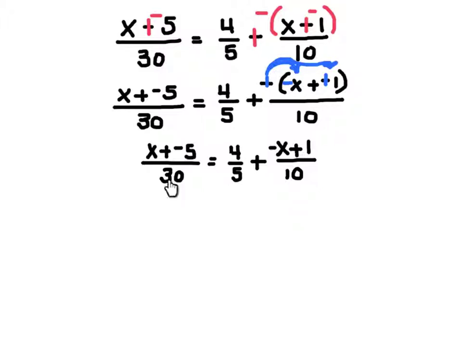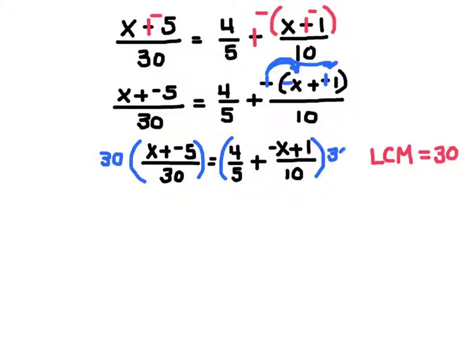The denominators are 30, 5, and 10. What I want to find is the least common multiple of 30, 5, and 10. And I determine it to be 30 because 30 goes into 30 once, 5 goes into 30 6 times, and 10 goes into 30 3 times. So now that I have the least common multiple, I want to multiply both the left and the right hand side by the least common multiple, 30.